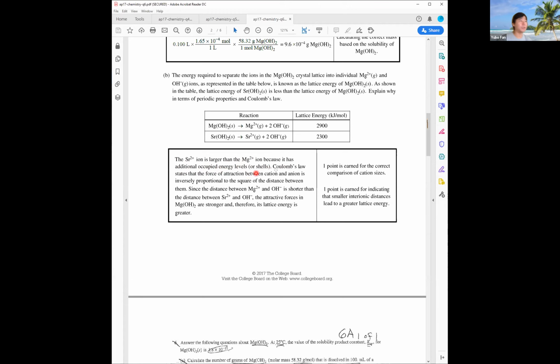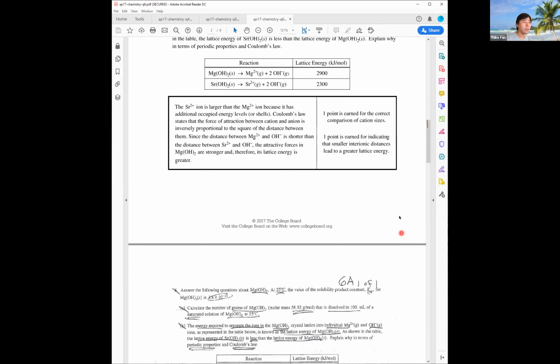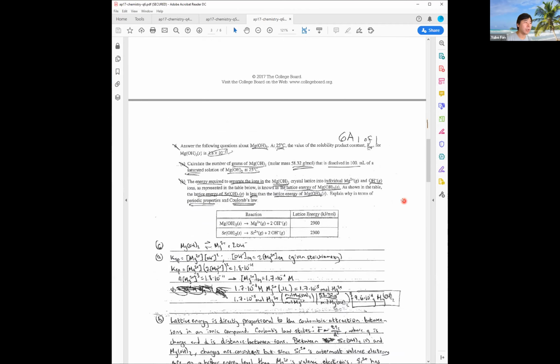Strontium. Coulomb's law states that the force of attraction between cations and anions is inversely proportional to the square of the distance between them. Since the distance between magnesium and hydroxide is shorter than the distance between strontium and hydroxide, the attractive force in magnesium hydroxide is stronger, and therefore its lattice energy is greater. Okay, so you can write it this way. It's kind of wordy.